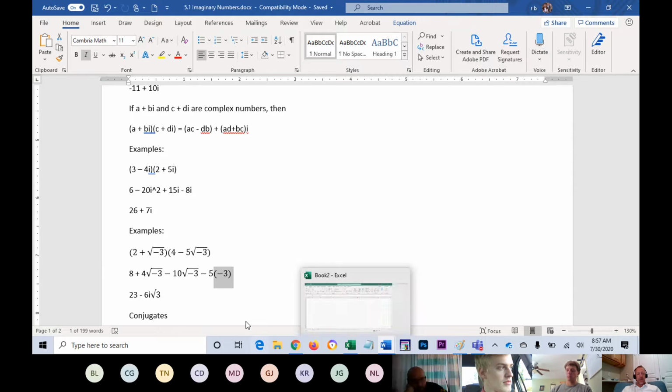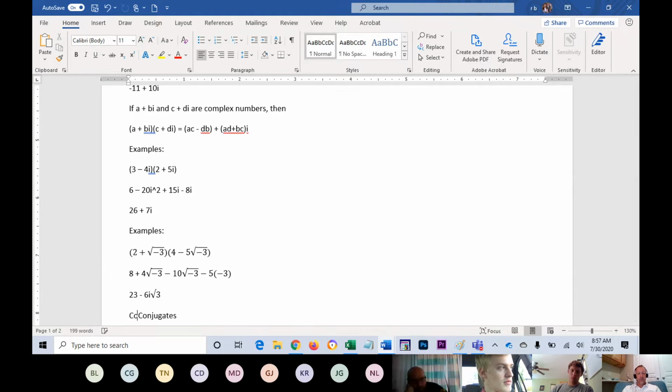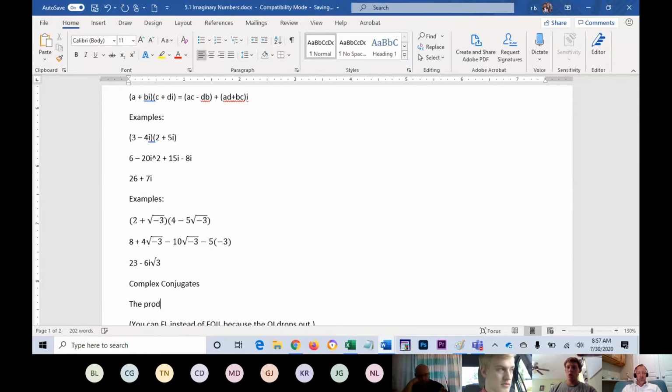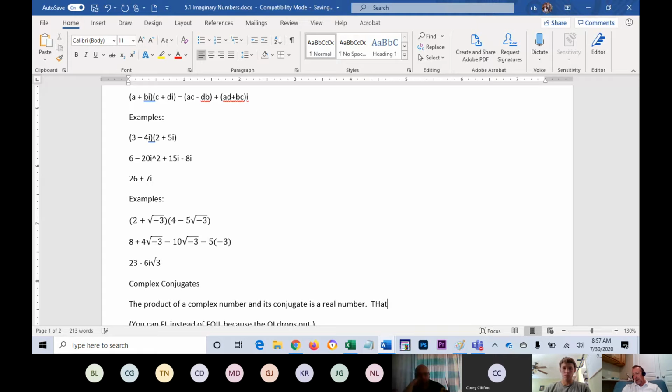So let's talk about complex conjugates. The product of a complex number and its conjugate is a real number. That is a plus bi times a minus bi equals a squared plus b squared.